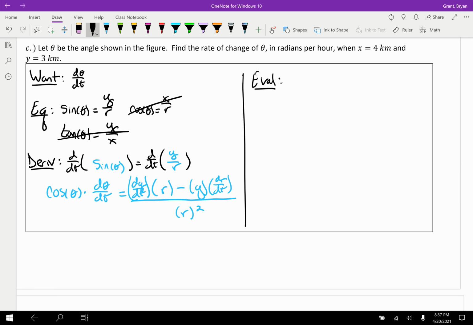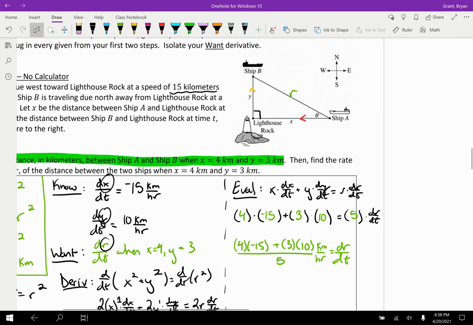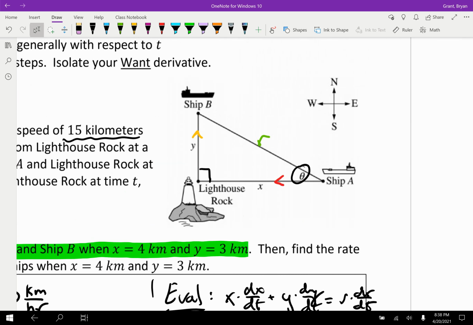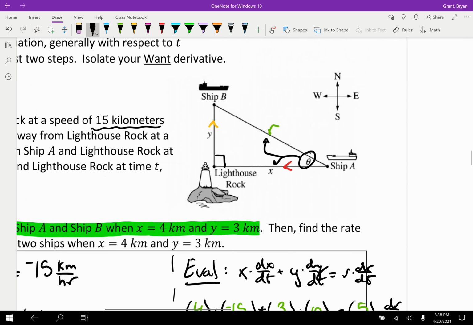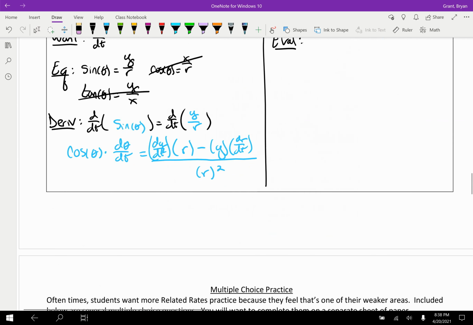Okay, so evaluation-wise, the first one's kind of weird, cosine of theta. Well, trig functions always represent a ratio of sides. So cosine of theta up here is going to show us the ratio of x to r. And now that we're actually evaluating, we can replace x with 4 and r with 5 now that we're substituting values in. So x is 4, r is 5. So cosine of theta is going to give us 4/5.